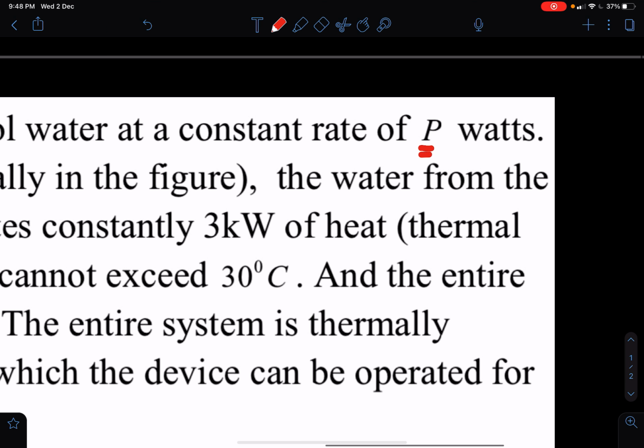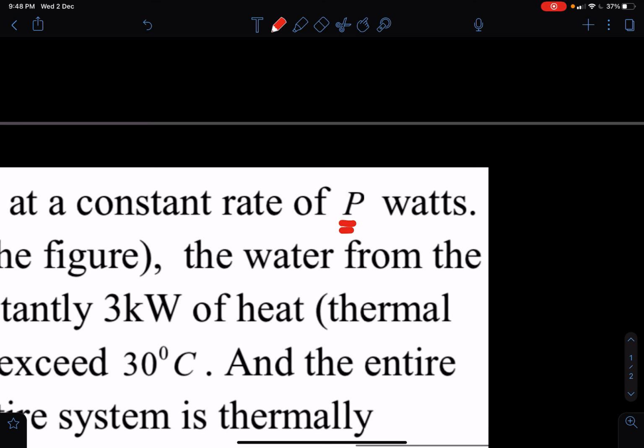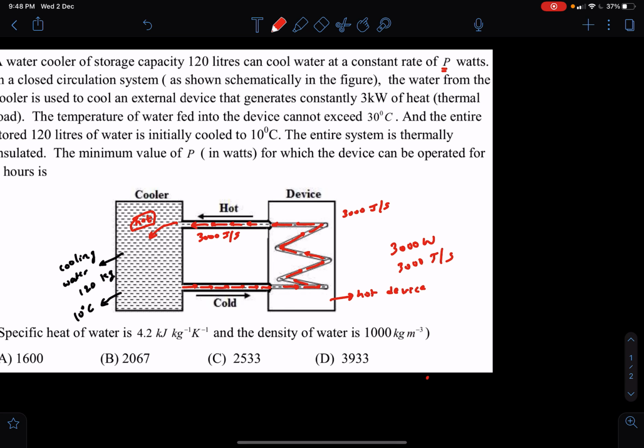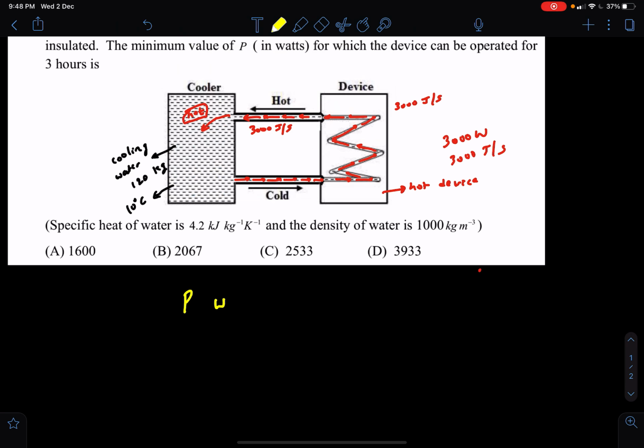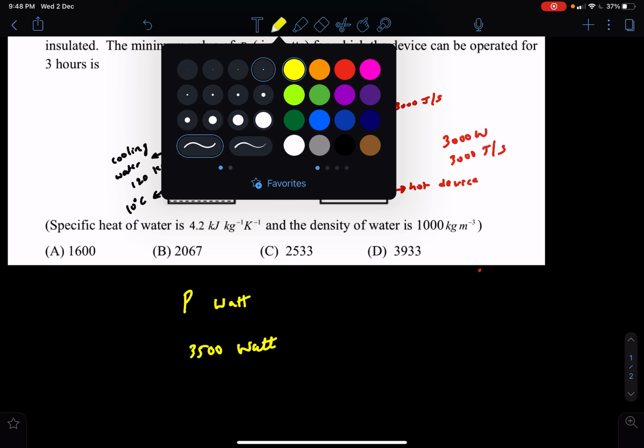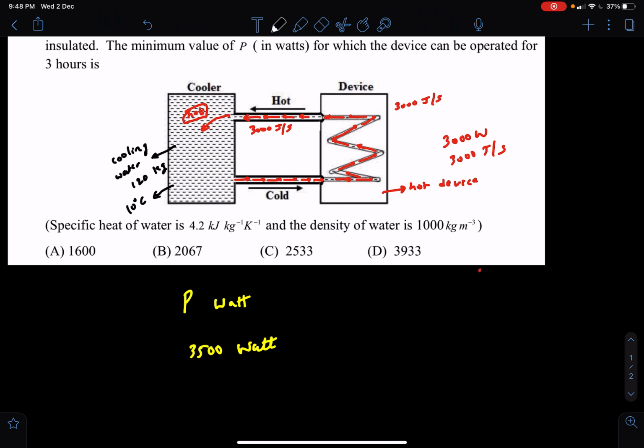Now this water cooler can take away P joule per second or P watt. Let's say P watt is like 3500 watt. Oh, that will be just too much, brilliant. Why? Because how much is the water getting heat per unit time from the device? That is 3000 joule per second. That is the heat which is gained from the device.